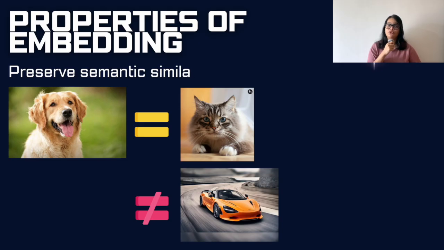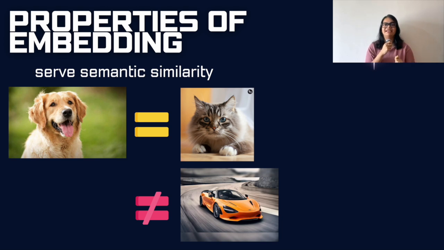Now, an important property of embeddings is that they preserve the semantic similarity. Tokens that appear in similar contexts tend to have similar vector representations. So, the embeddings for dog and cat will be close to each other in this vector space, while dog and car will be much further apart.